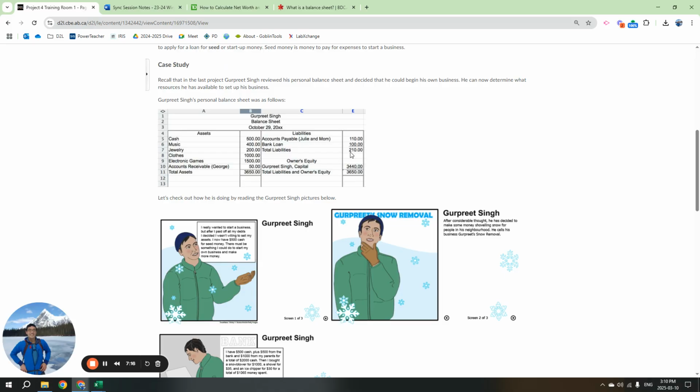$210. So then if you take assets, $3,650 minus $210, his net worth, his equity, is 3,440. And then for the liability, total liability plus total equity is 3,650. And here is the key part, right? Total assets, 3,650, is equal to total liability and equity, 3,650.